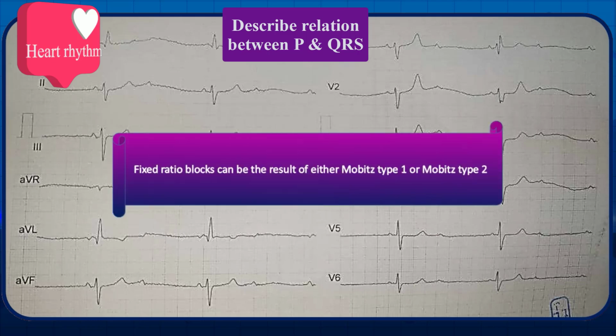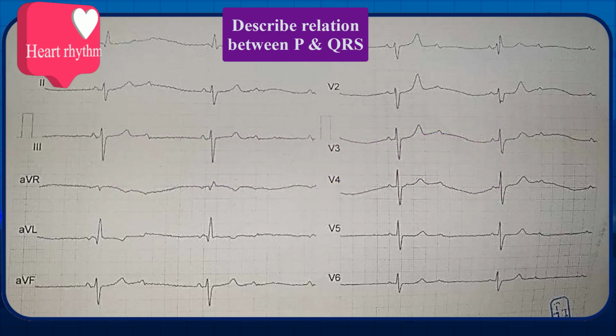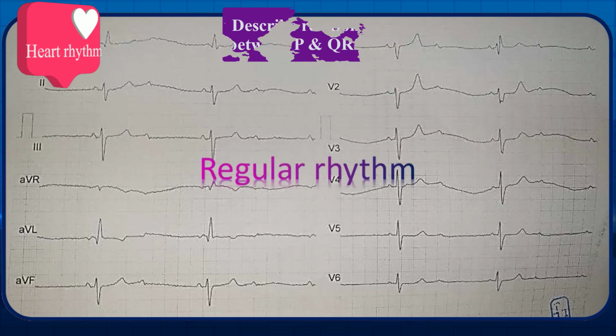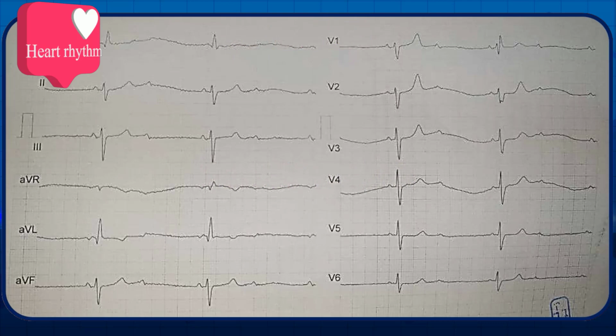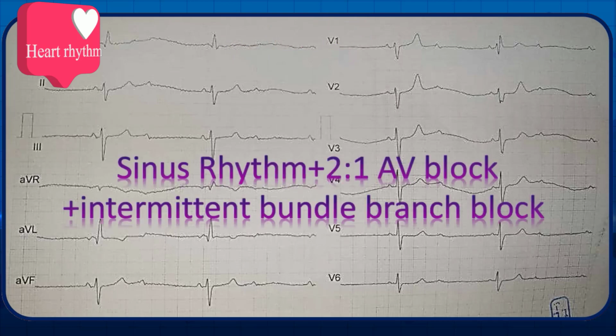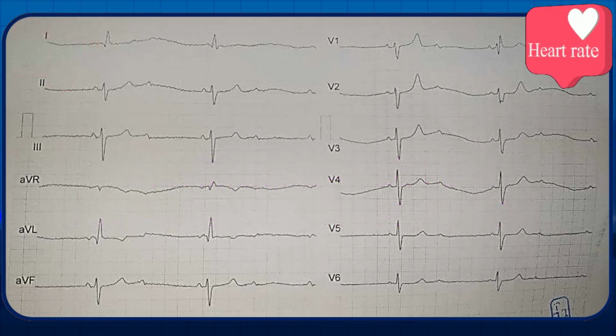As the name implies, the ratio of P-waves to QRS complexes is 2 to 1. In general, fixed ratio block, like 2 to 1 AV block, can be the result of either Mobitz type 1 or Mobitz type 2. On the other hand, the PP interval, RR interval and PR interval are stable. Therefore, the rhythm is regular. In summary, the underlying heart rhythm in this patient is sinus with 2 to 1 AV block, and intermittent bundle branch block.